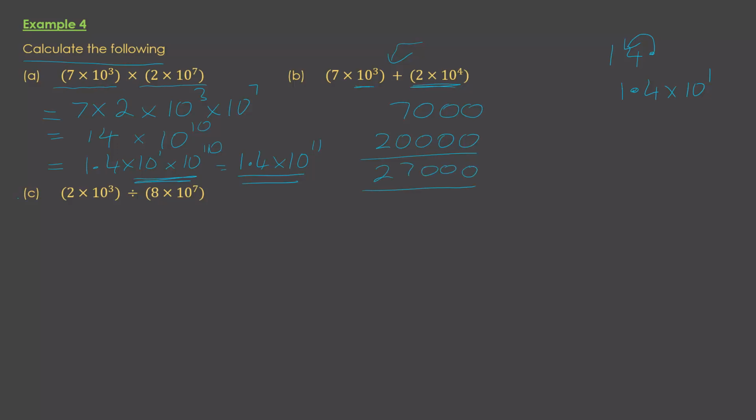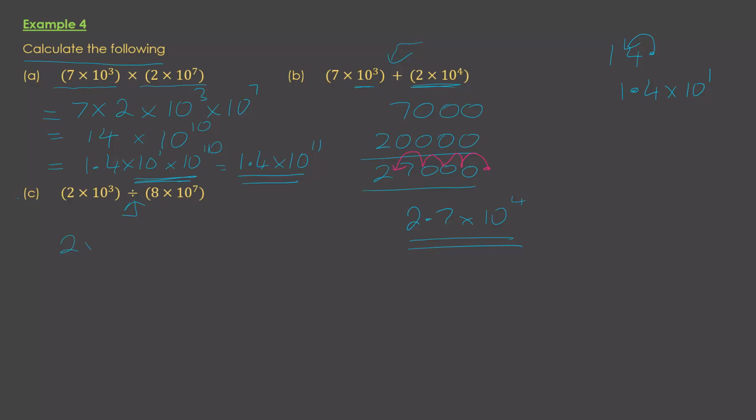And then we can change that back into scientific notation. Let's hop the decimal point back in. 1, 2, 3, 4. And so our answer is 2.7 times 10 to the power 4. And then finally we have a division.